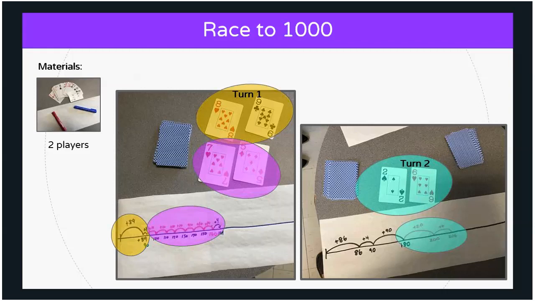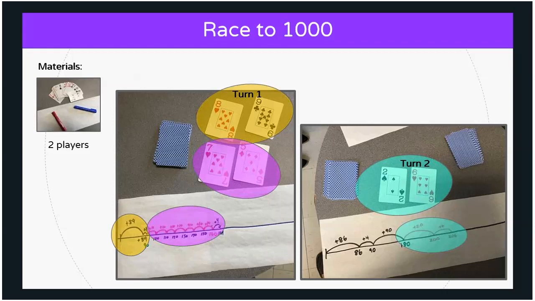And when students are confident with adding 10 and more, you could progress to 2-digit add-ins. For the game Race to 1000, the goal is to be the first player to arrive at 1000. This target number can be changed to meet the needs of the students, or depending on how much time you have. Players place a deck of cards between them.